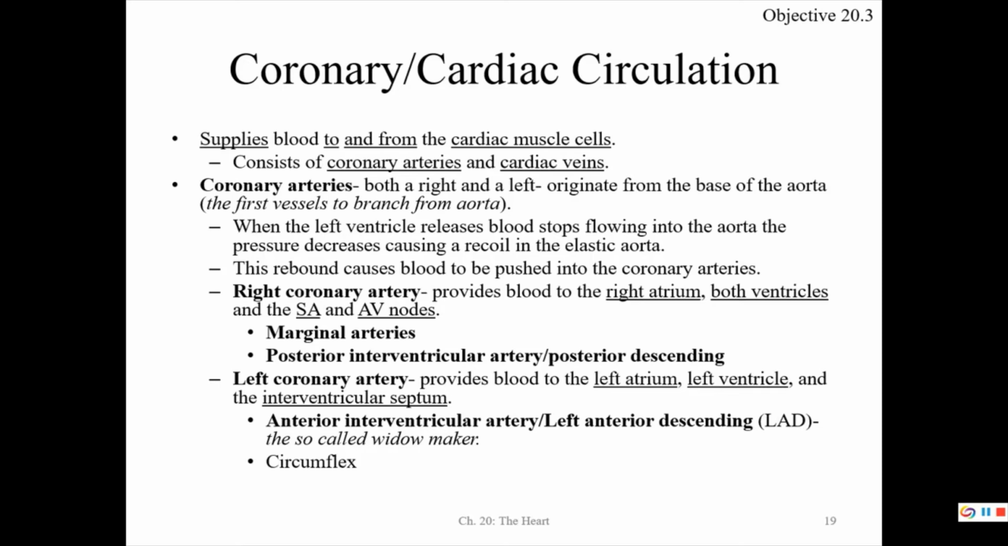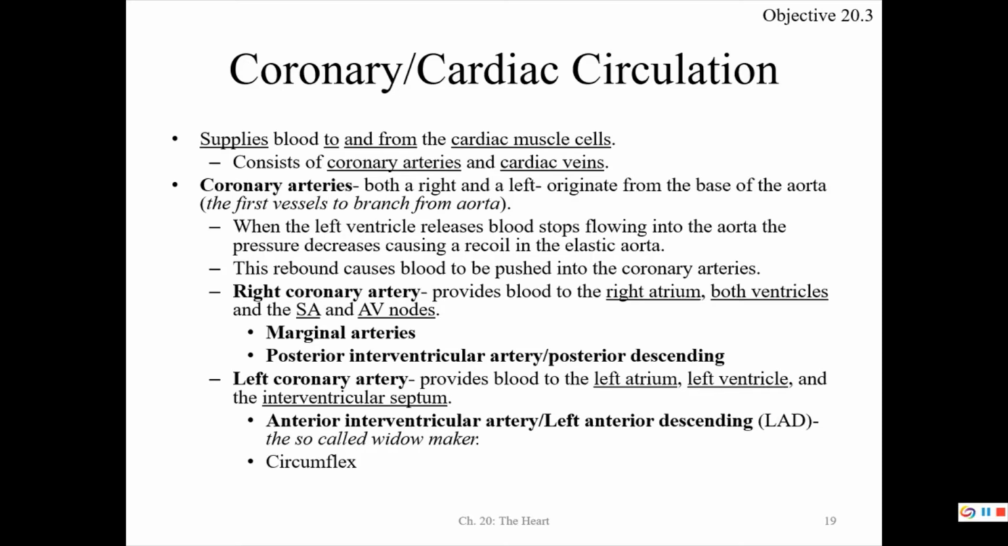Now, the left coronary artery gets blood to the left atrium and left ventricle, and then the interventricular septum. There is an artery that comes off it called the anterior interventricular artery, sometimes called the left anterior descending, the so-called LAD, which we call the Widowmaker. Now, I don't like calling it the Widowmaker, and there are a few reasons why. Number one, it's not any more extra deadly.